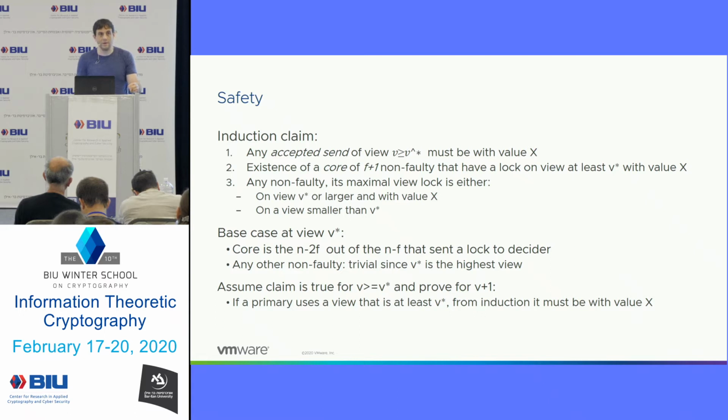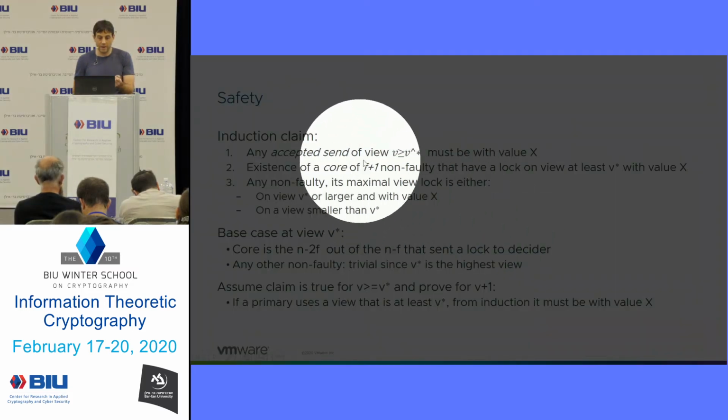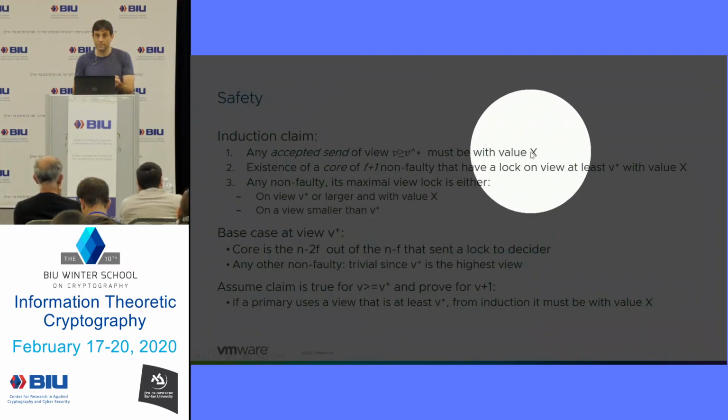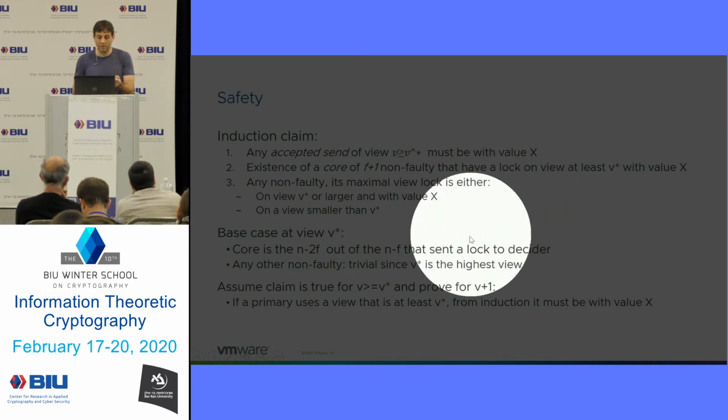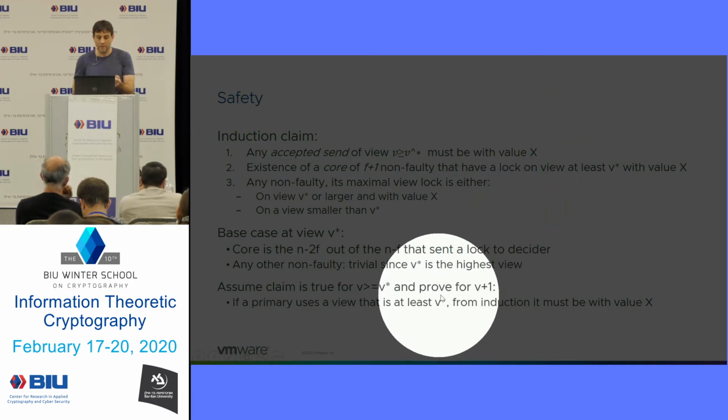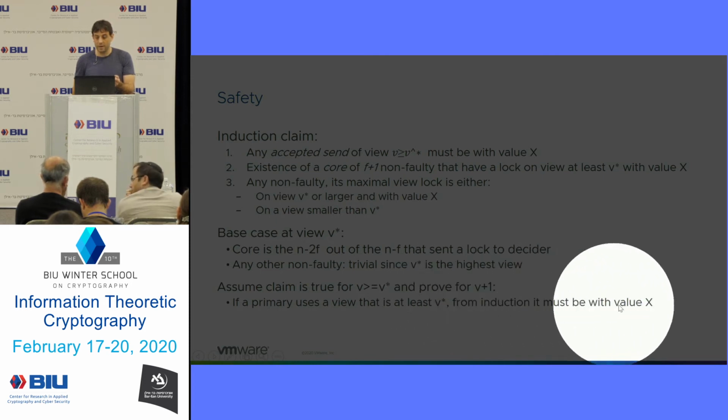And basically, it depends on what value the primary uses. So if the primary uses a view that is at least V star, then what do we know? We know by induction that the only accepted value must be with value x. So if the primary decides to use some value that happens after V star or at V star, then it has to be x.